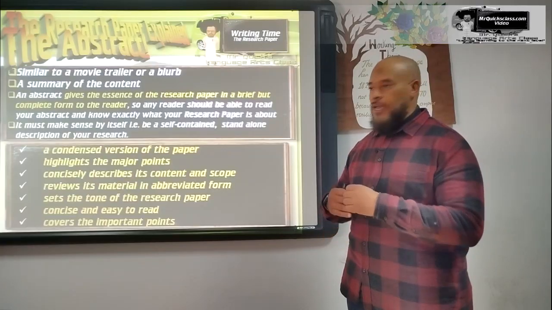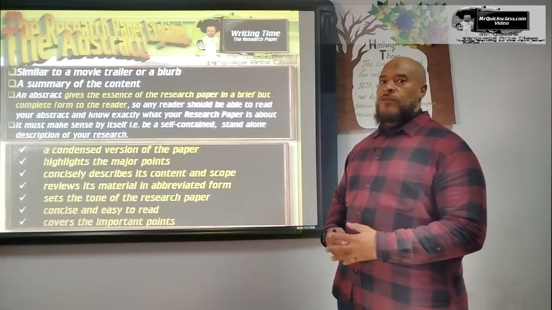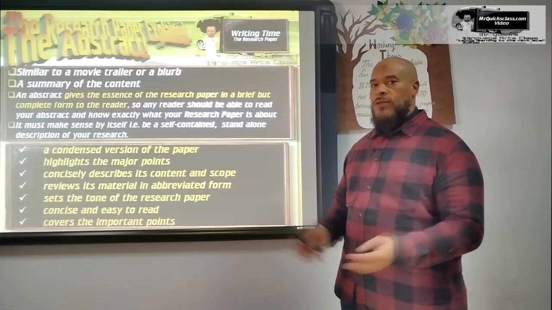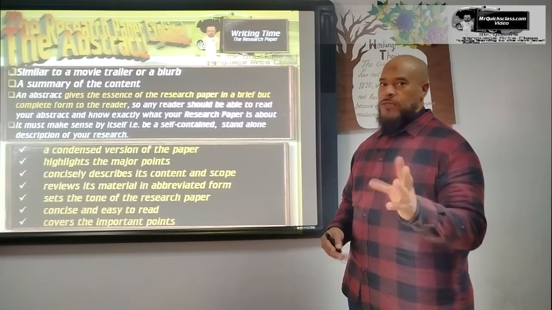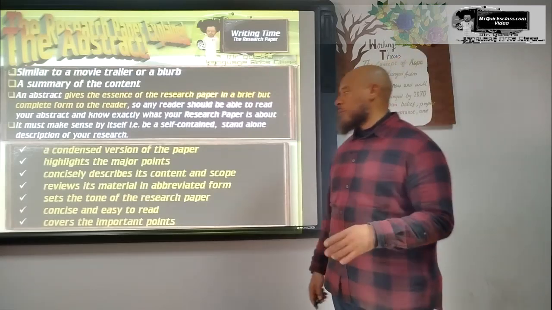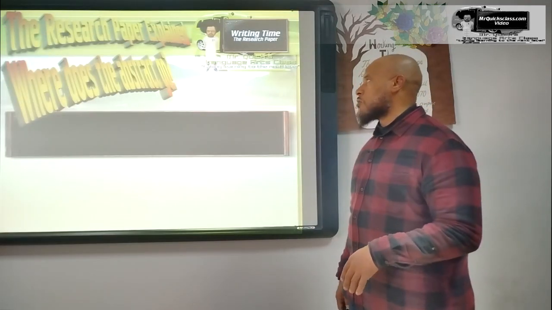It's not full of any technical jargon that may be contained in your research paper. It's not full of any information that the average layman wouldn't understand, whatever the topic is that you're covering. So you have to keep the language very simple. And of course, it covers the important points that you're trying to make in your research paper.